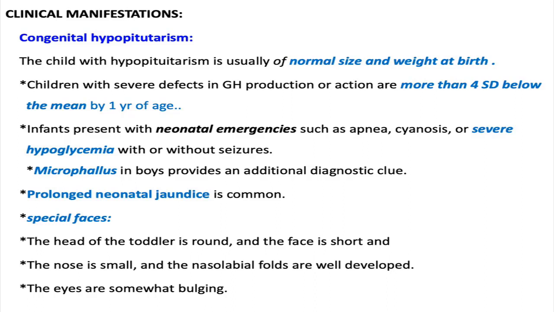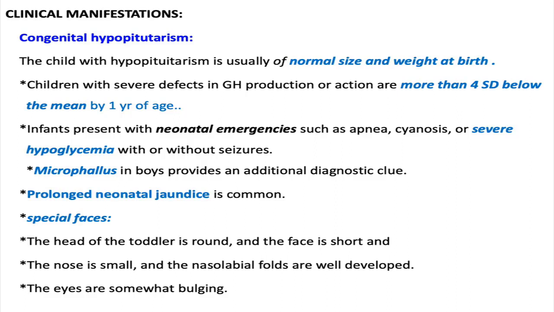Infants may present with neonatal emergencies such as apnea, cyanosis, or severe hypoglycemia, with or without seizures. So growth hormone deficiency enters in the differential diagnosis or the causes of neonatal hypoglycemia. Another clue for the diagnosis, especially in boys, is the microphallus, which will provide an additional diagnostic clue. A prolonged neonatal jaundice is also common, and as we will see, congenital hypothyroidism may also be regarded as one of the causes of prolonged neonatal jaundice.